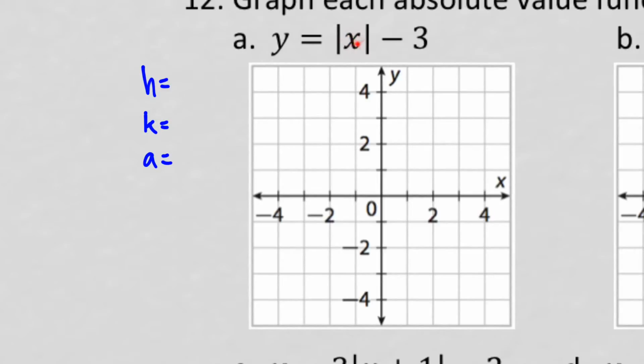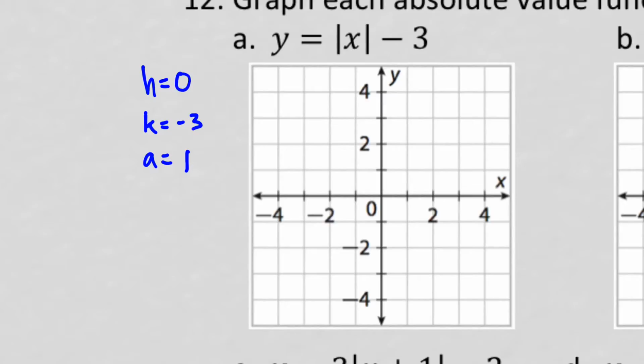So h would be here inside the absolute value with x. It's always going to be x minus something or x plus something. Since this one doesn't have anything, x minus or x plus, that means h is 0, because it's not there. K is over here, kicked out at the end. In this case, it's negative 3. And A would be here in front of the absolute value. There's nothing there, which means that A is 1. If there isn't anything there, that means there's a 1 there because it's 1 times the absolute value of x. Which is different from h. If there's nothing inside the absolute value, that means h is 0.